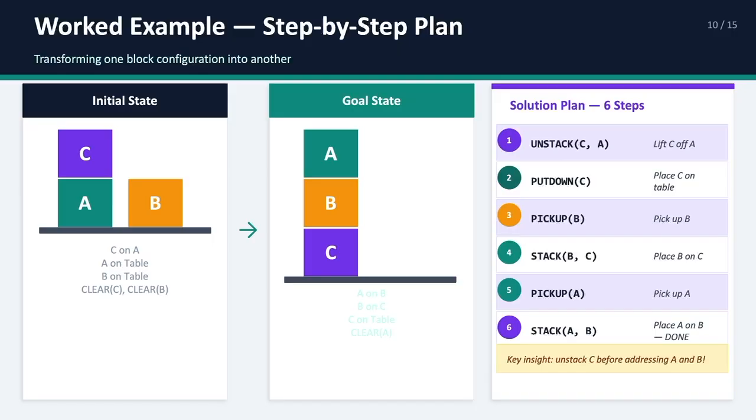The important idea here is we must clear the top blocks first before placing others. We cannot directly move A because C is blocking it. This example shows that planning must be done step by step in correct order.